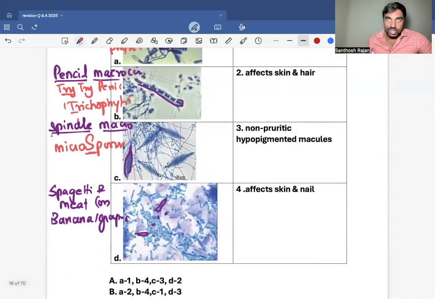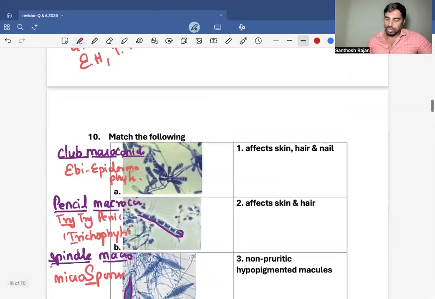It's Malassezia who loves this. Mala's favorite is spaghetti meatball. Usually it causes pityriasis versicolor. Very, very important. This is definitely one question. So now you have to match with the right options on this side.